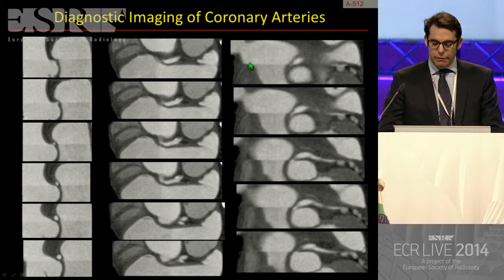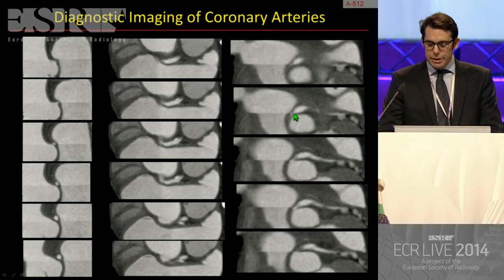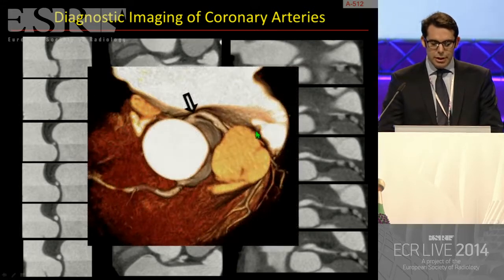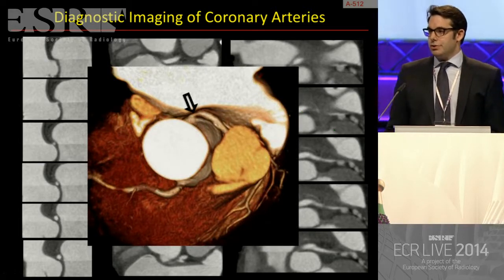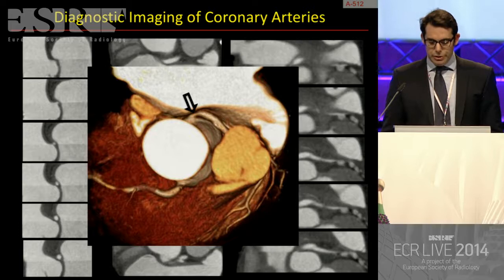You can see a stair-step artifact. However, we will still be able to demonstrate a tight stenosis at the origin and post-stenotic dilatation that you nicely see here in this volume rendered image. So remember, always look at the ostium, because we are better than the conventional angiography in that area.